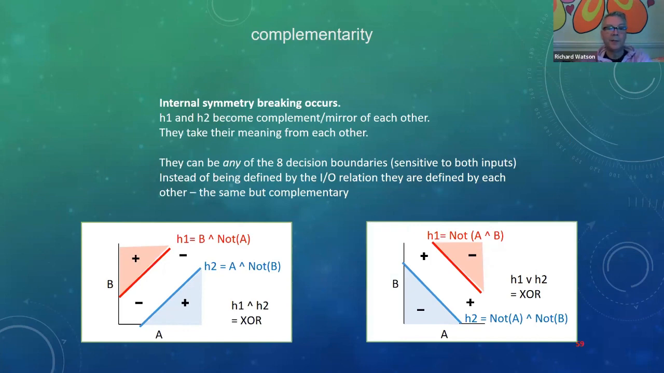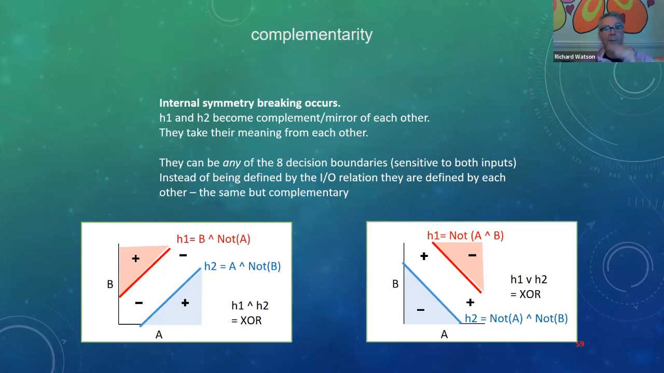That internal symmetry breaking occurs, meaning that each interneuron, hidden node 1 or hidden node 2, takes their meaning from the other. What do I mean by that? There isn't a right answer for hidden node 1 that's determined by the input-output relationship. There's only a right answer for hidden node 1, that is, it needs to be the complement of hidden node 2. And there isn't a right answer for hidden node 2. It's just that it needs to be the complement of hidden node 1. That isn't determined by the input-output pressure. That's an internal symmetry breaking that occurs.